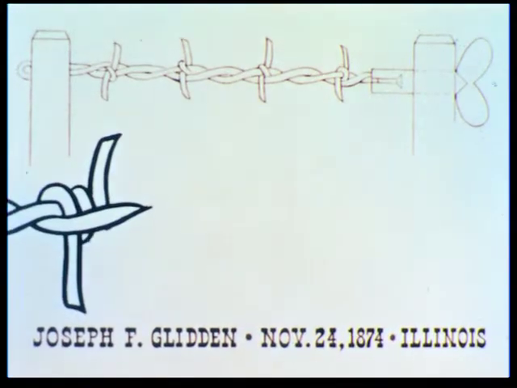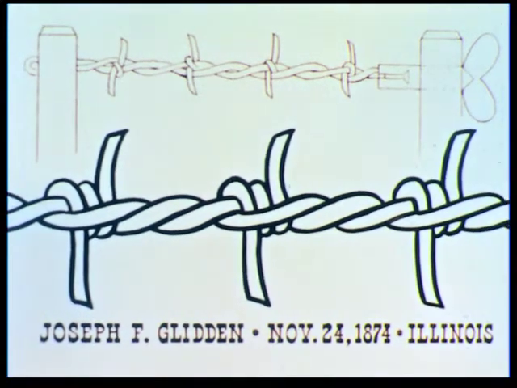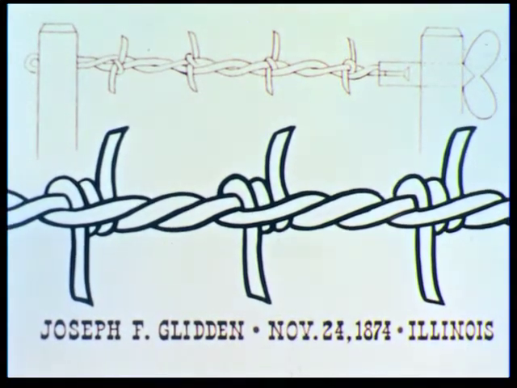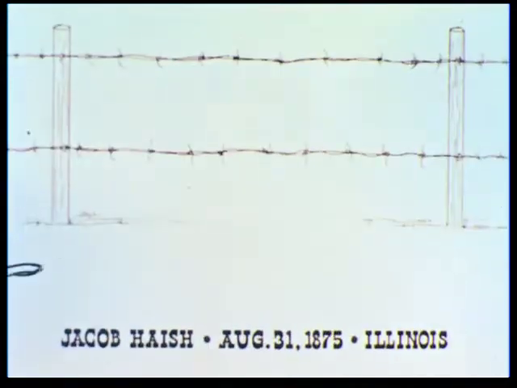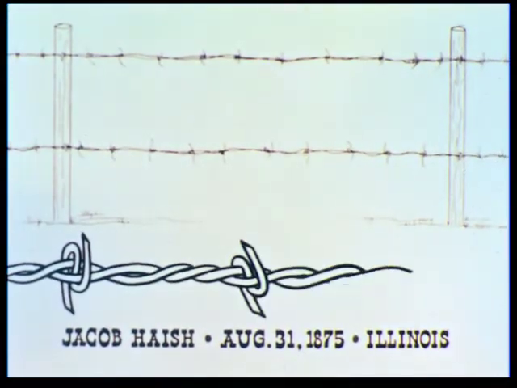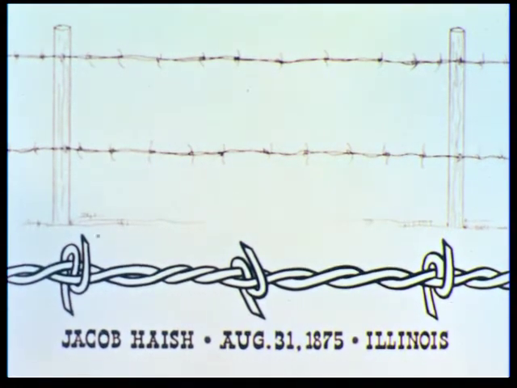In 1874, Joseph Farwell Glidden, a 60-year-old farmer, was granted a patent for a barbed fence wire that worked. The following year, Jacob Haish received a patent for his improved S-barb steel fence wire. Both methods were practical and inexpensive. The West got its fencing.